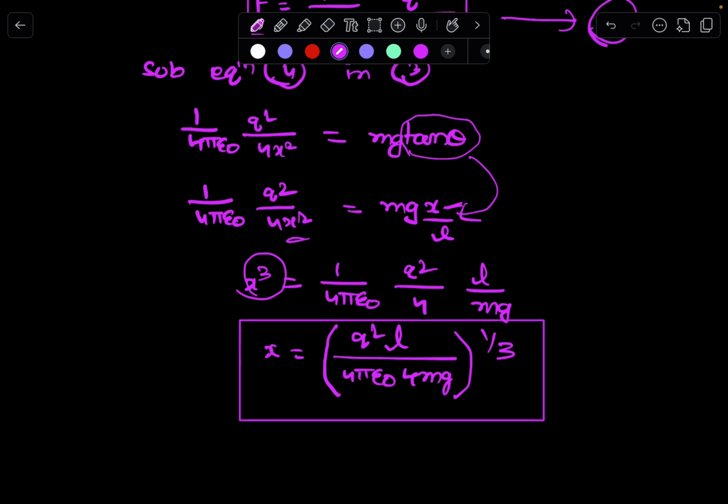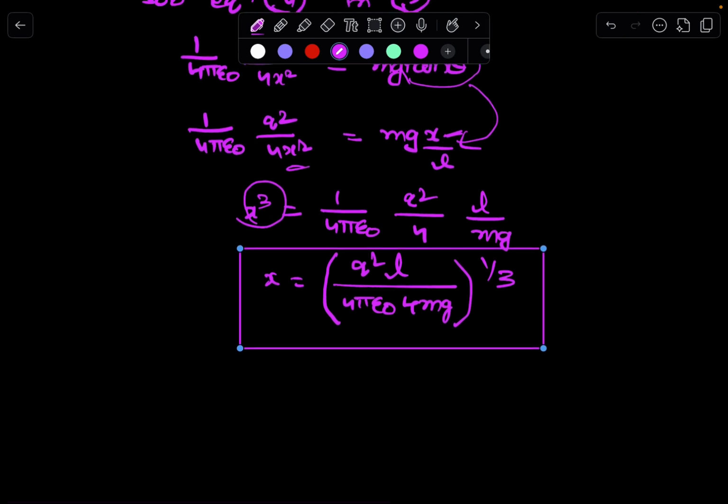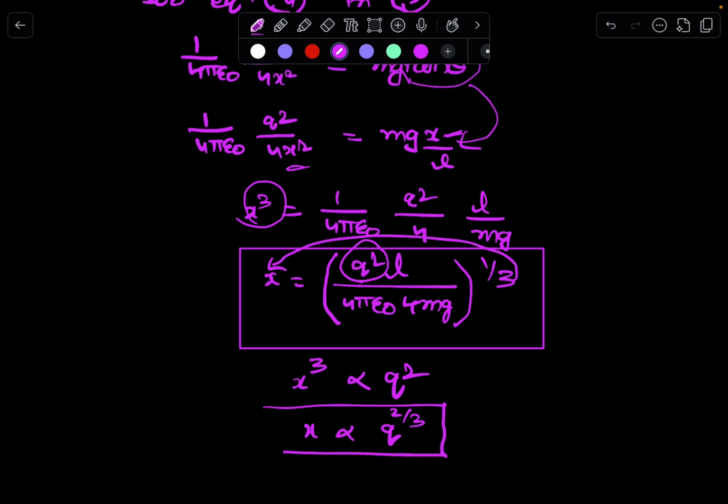By seeing this expression, clearly we can understand x cube is directly proportional to q square, because this term was previously on the left side, right? So x cube is directly proportional to charge square, or x is directly proportional to q power 2 by 3. Sometimes these formulas are also most important, especially for solving JEE problems. So the continuation is still there.